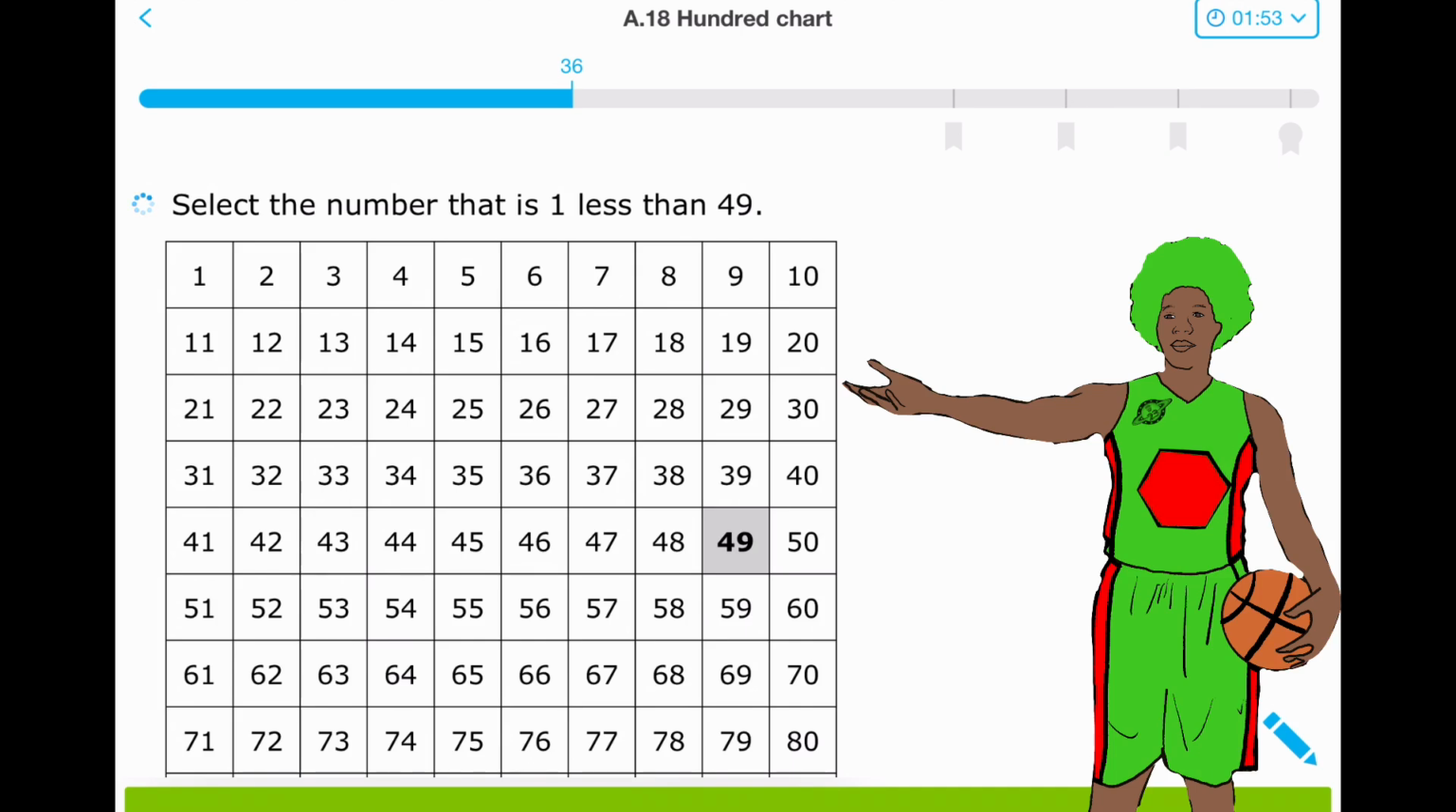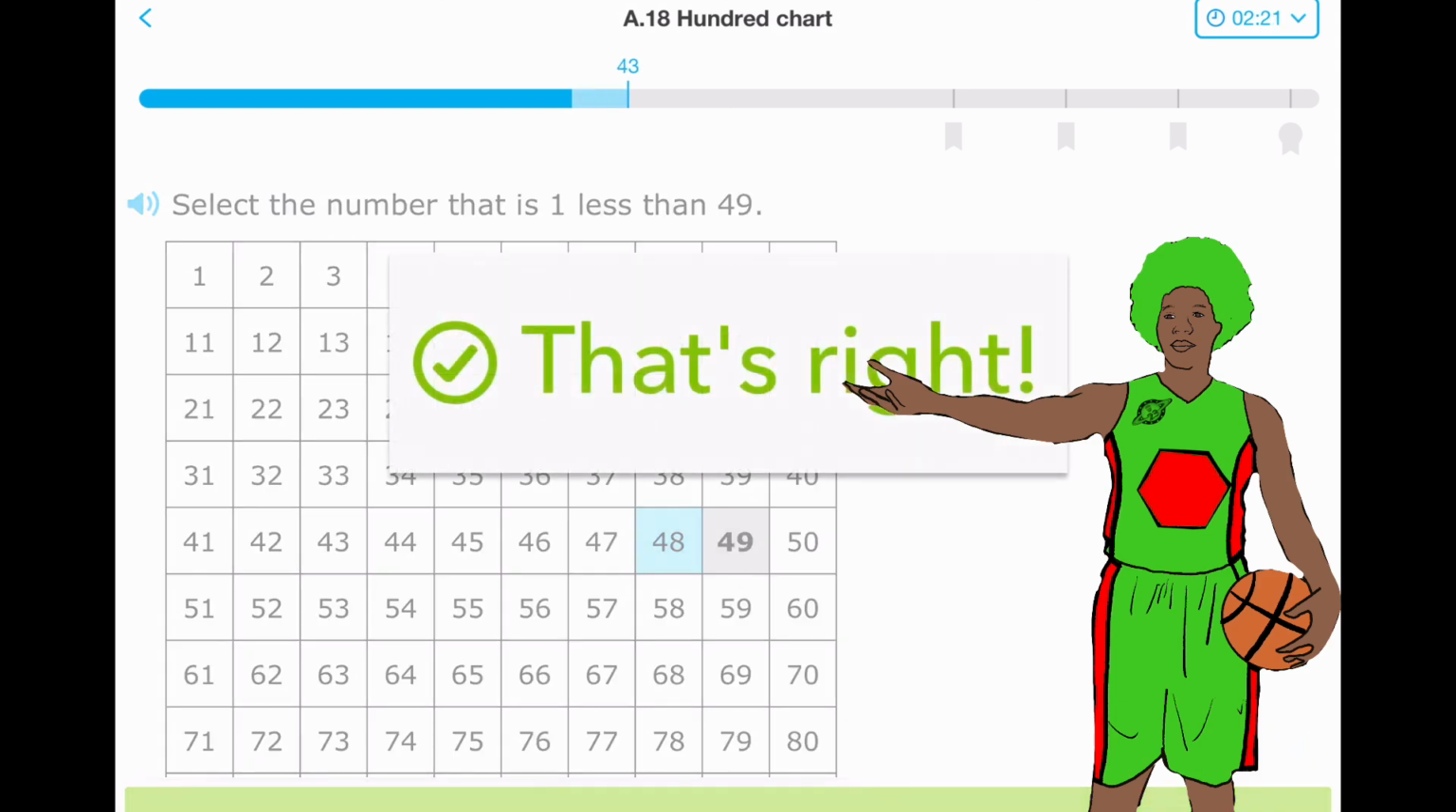Okay. Select the number that is 1 less than 49. Okay, same exact sequence and same exact pattern, same exact process. We're just going back because it says select the number that is 1 less than 49, and that would be what number? Pause the video and see if you can pick the right number. Just point to the screen if you think you know the answer. Okay, if you pointed to 48, you are correct.